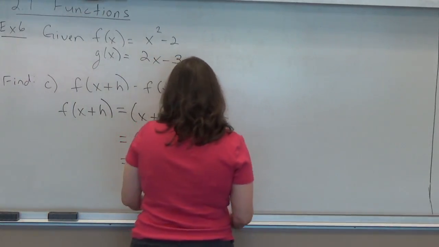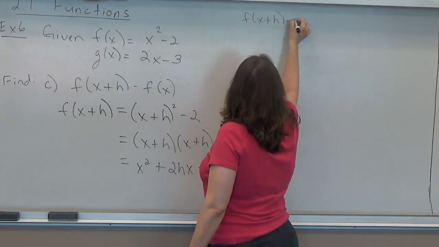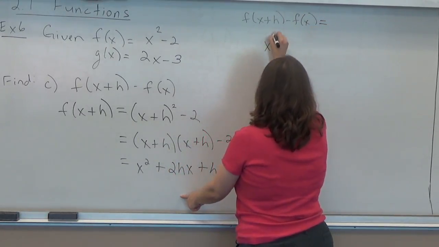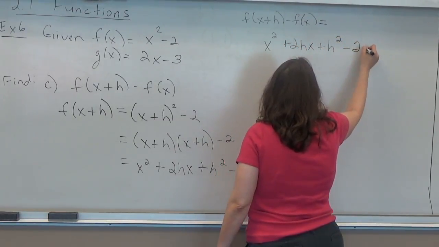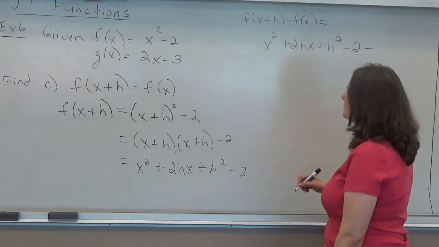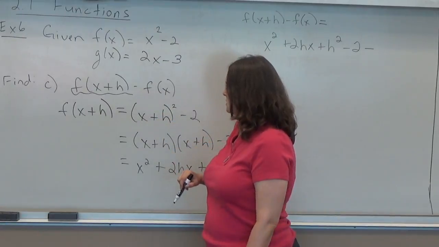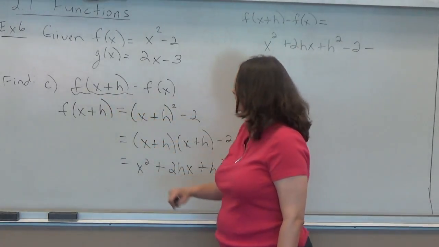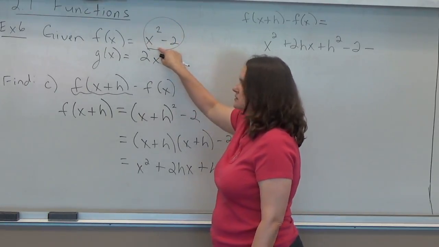So we're going to do f of x plus h minus f of x equals, and I'm going to have what I just got, this x squared plus 2hx plus h squared minus 2 minus f of x. And sometimes people get tangled up at this part, so make sure you're following everything that I've done. I started out simply by finding the f of x plus h. So that was the first step. Now I'm just substituting my result back into what I was given. So putting all this back in here, and then we're going to subtract this x squared minus 2.